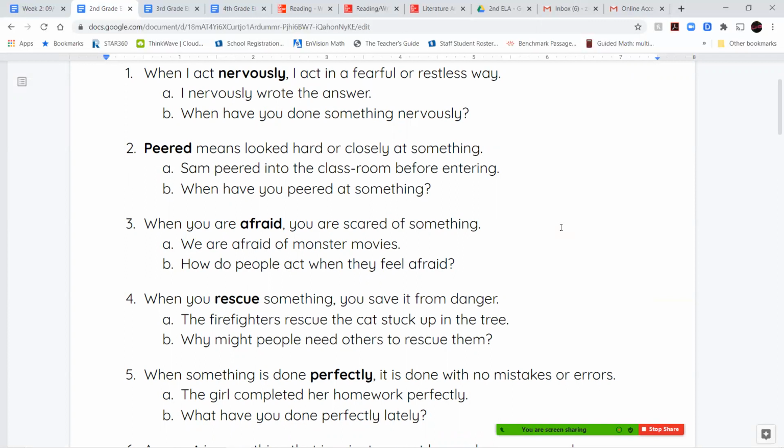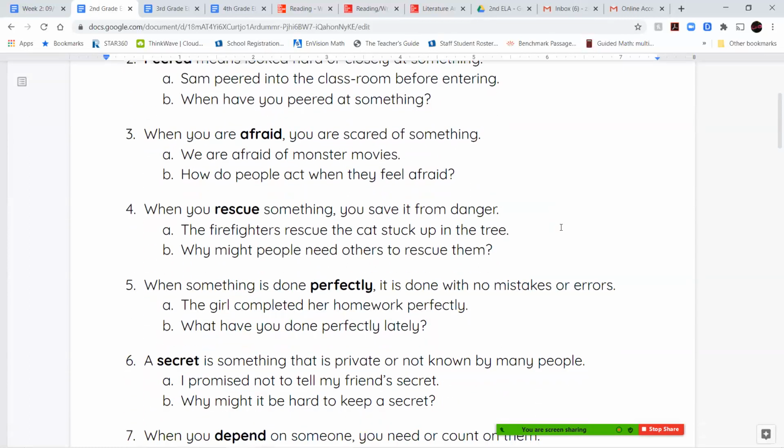When you're afraid, you're scared of something. So if something scares you, you are afraid of that thing. Little Mouse was afraid when he fell into the hole because he wasn't sure how he was going to get out. And Little Flap was afraid that he might fall when he was trying to fly. So we can say we are afraid of monster movies, or we can say, how do people act when they feel afraid?